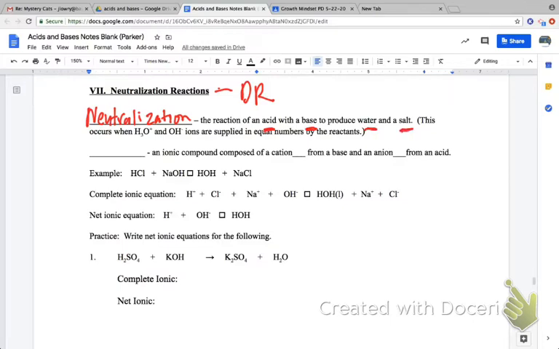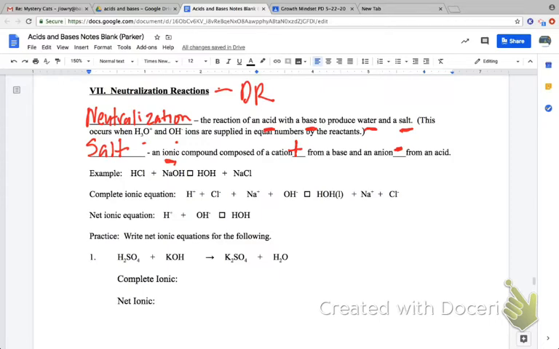And remember, in chemistry, a salt does not have to be sodium chloride. A salt in chemistry is any ionic compound, metal plus nonmetal. So you're going to get the positive cation from the base, and your negative anion from the acid. And that's where you're going to end up getting your salt. So a neutralization reaction occurs when you have the same number of hydronium and hydroxide ions.